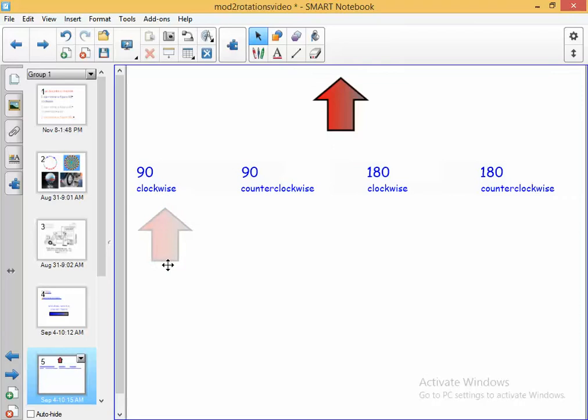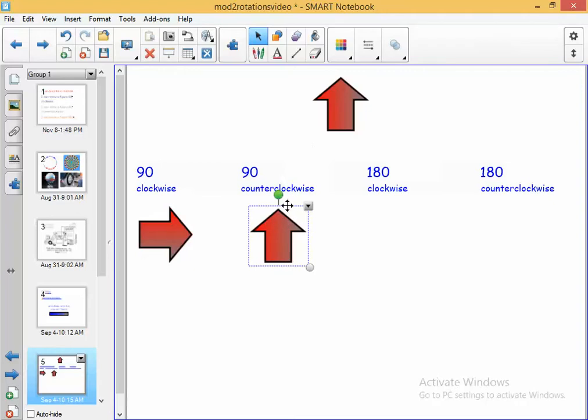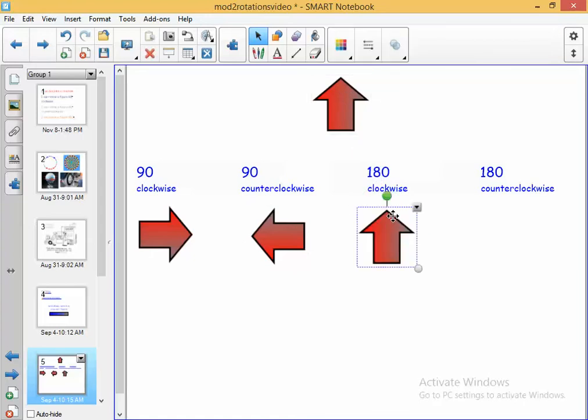So we're going to start out by looking at how to rotate a triangle. If I had a picture of a triangle and I wanted to rotate it 90 degrees, I would just turn it one time to the right, which is clockwise, just like a clock. If I had the same arrow and I wanted to rotate it 90 degrees counterclockwise, I would go one time to the left. If I wanted 180 degrees clockwise, I would go 90 degrees clockwise and then another 90 degrees clockwise for a total of 180.